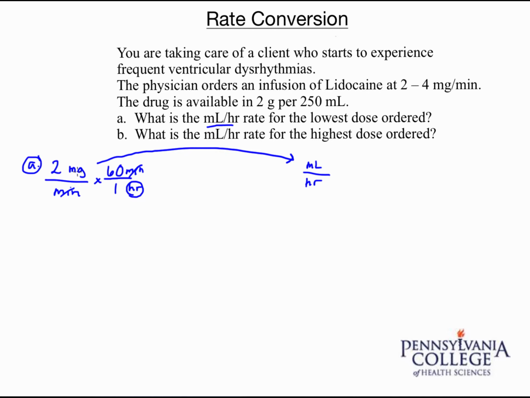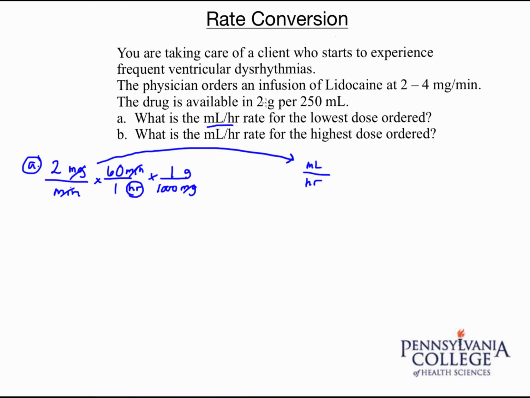In order to convert milligrams into milliliters, I need to consider the medication that's available. If I look up top, I see what's available is 2 grams for every 250 milliliters. This is telling me that if I want to convert into milliliters, I would need to have a measure of grams. But since I have milligrams, my next step is to take milligrams and convert it into grams. Now I'm going to include it in the dimensional analysis because that's why dimensional analysis is great. It allows us to have conversions built into the problem.